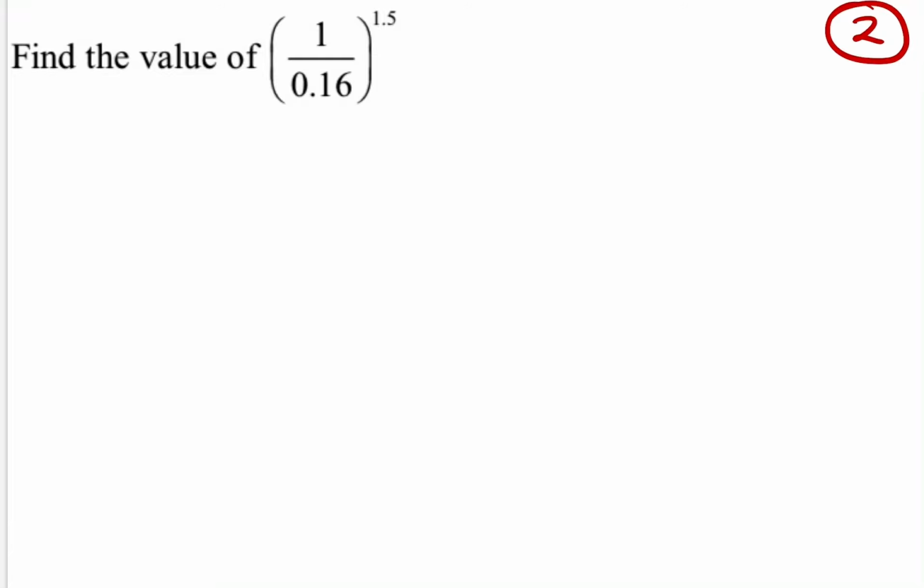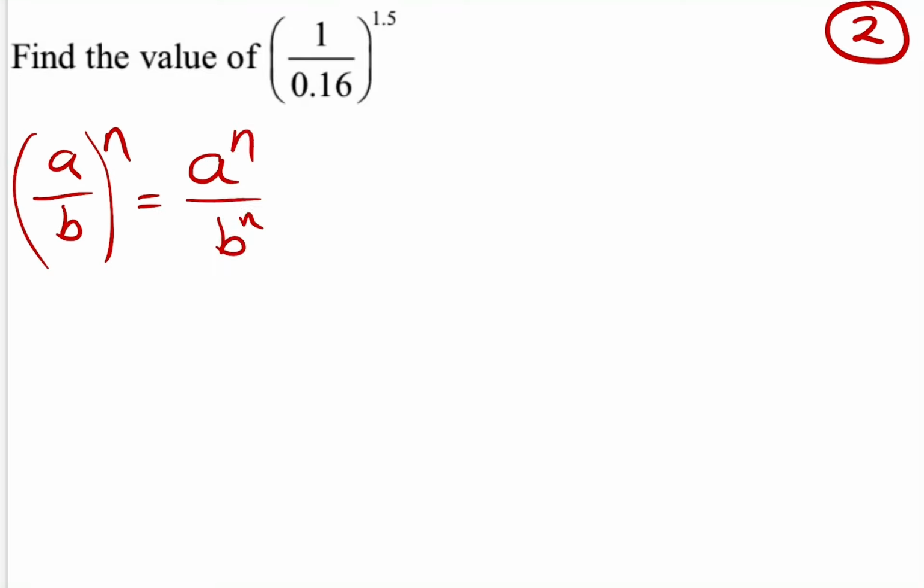So we've got 1 divided by 0.16 all raised to the power of 1.5, and there's a few rules we can make use of here. If we've got a fraction raised to a power, then this is the same as a to the n over b to the n. Now, will we make use of this? Possibly, possibly not. There's lots of different ways of thinking about it.